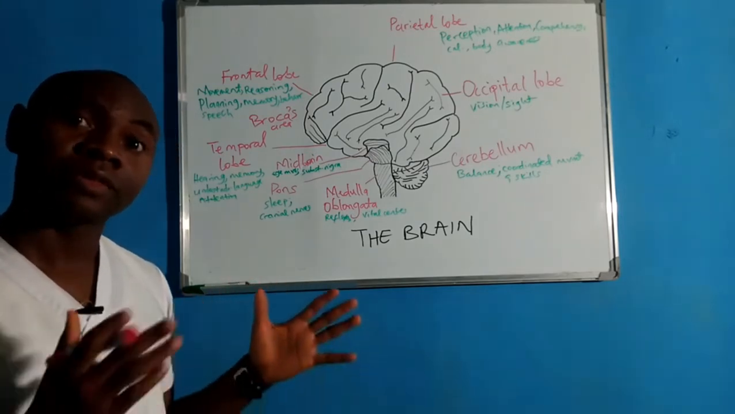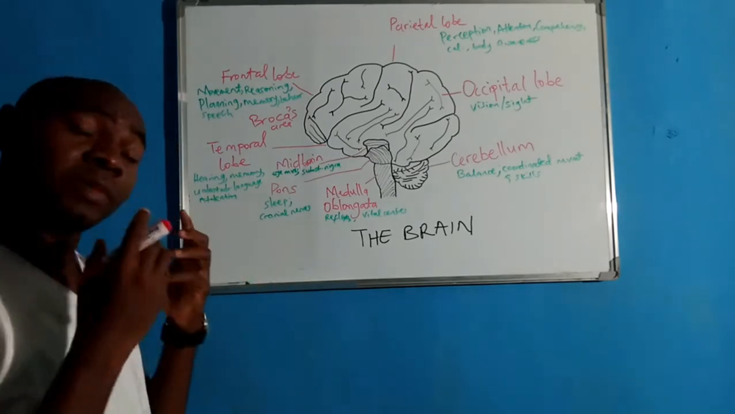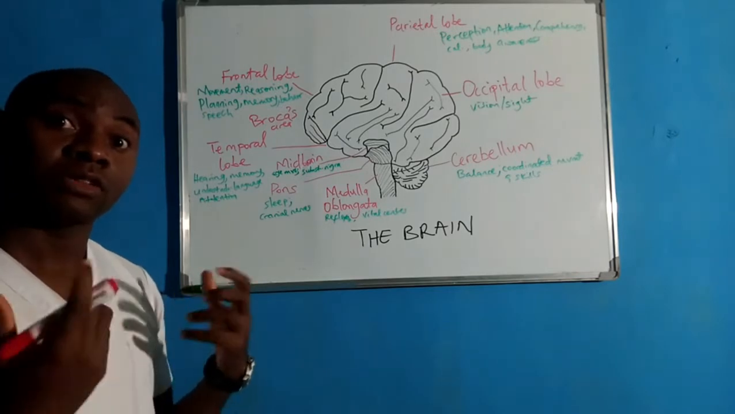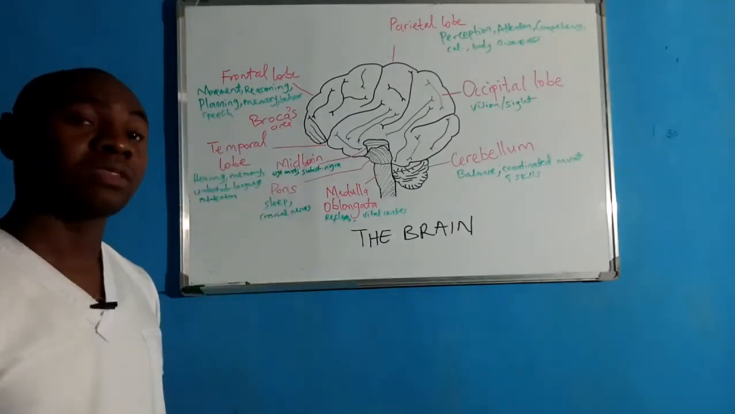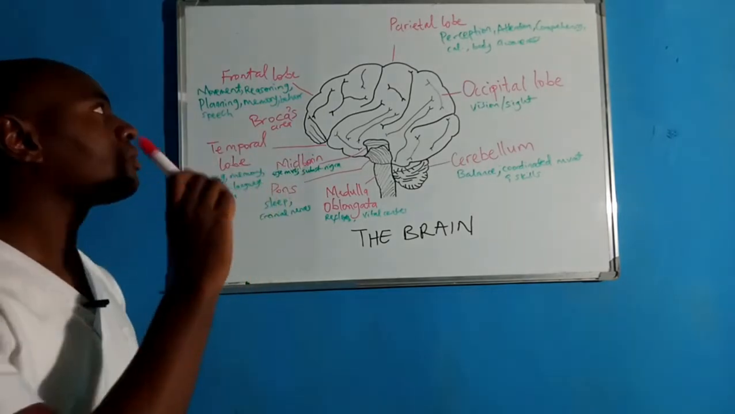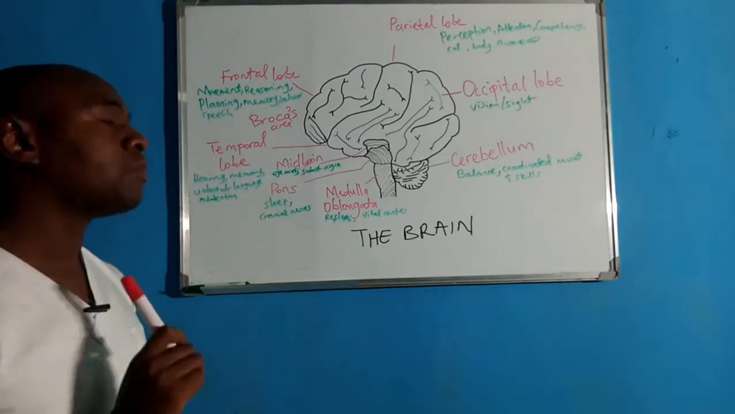I believe we've heard of deaf and dumb. When the person is dumb, meaning that he or she cannot produce speech, and this part is affected, that's called the Broca's area.